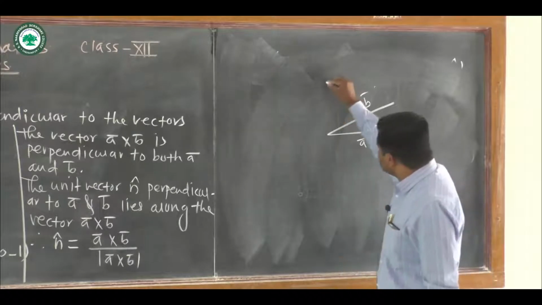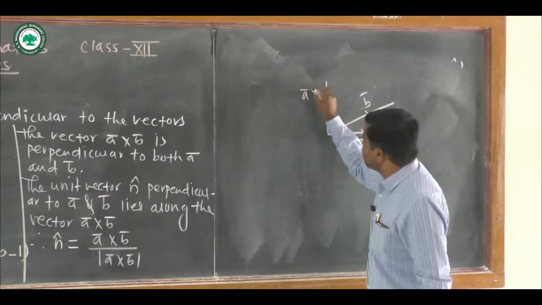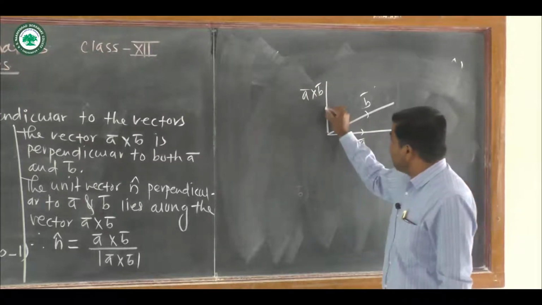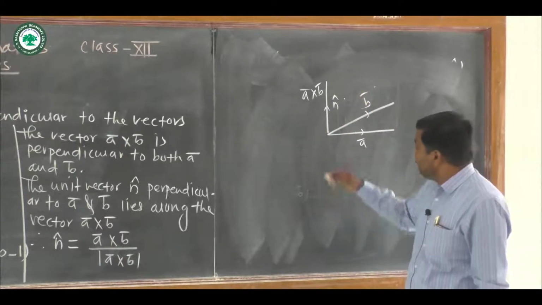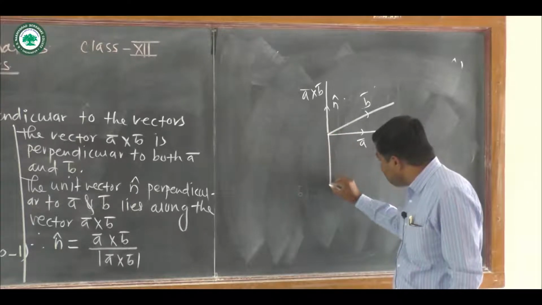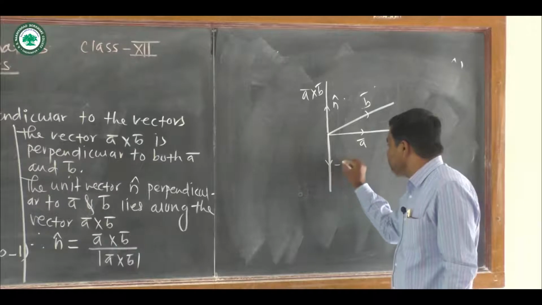Your A bar cross B bar is here. It is A bar cross B bar. So the unit vector also lies along this vector n cap. But there is another unit vector which is perpendicular to A bar and B bar but having the direction opposite to n cap, that is minus n cap.